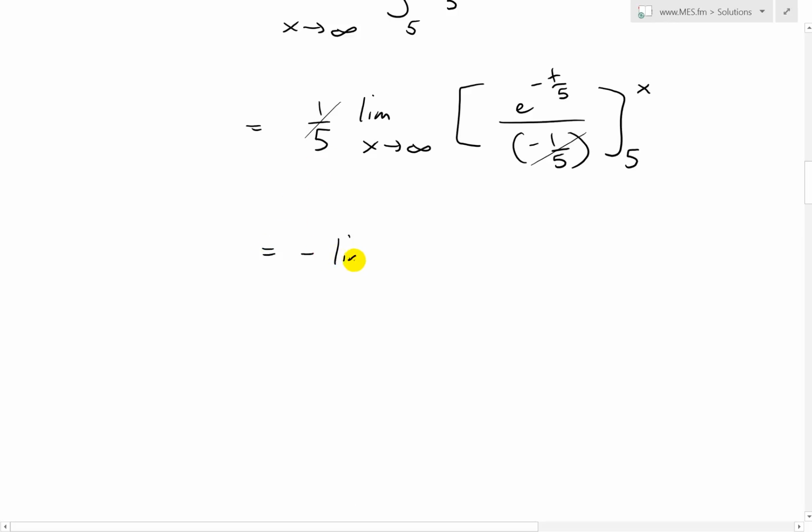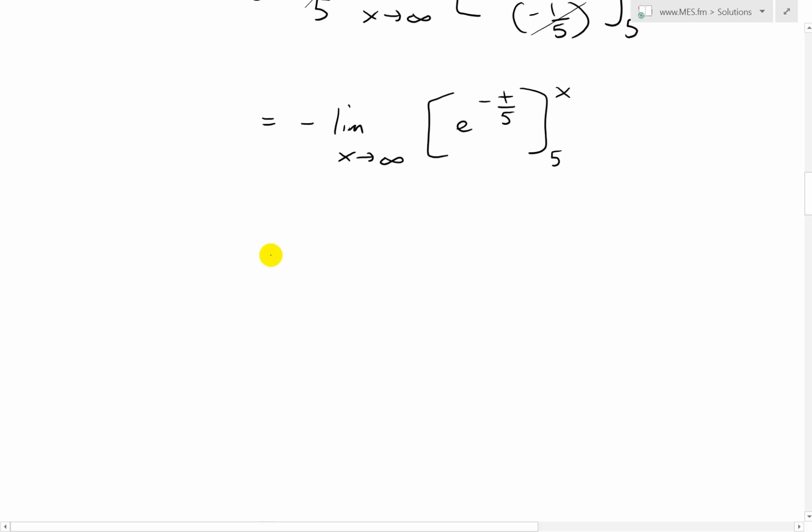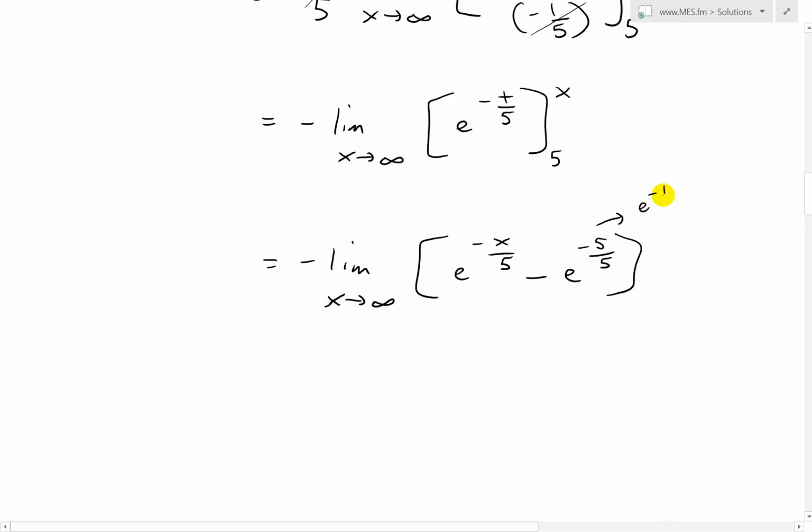So we have a negative limit as x approaches infinity of, now this is going to be, just write this finally simplified, e to the negative power 5, bracket like this, and then this is from 5 to x like before. So now we just evaluate that, so negative, and always keep the limit out there like that, and now we have e to the negative x over 5 minus e to the, just plug in the 5 now, negative 5/5.